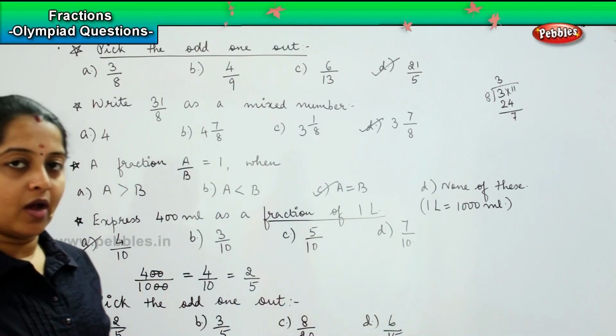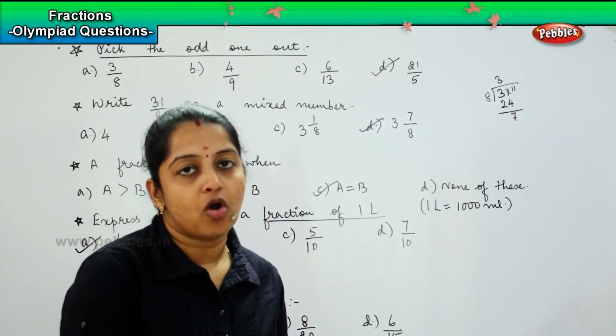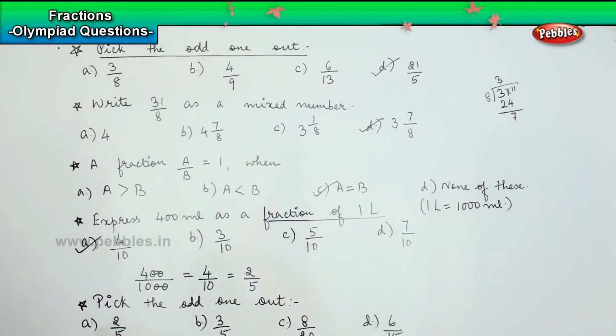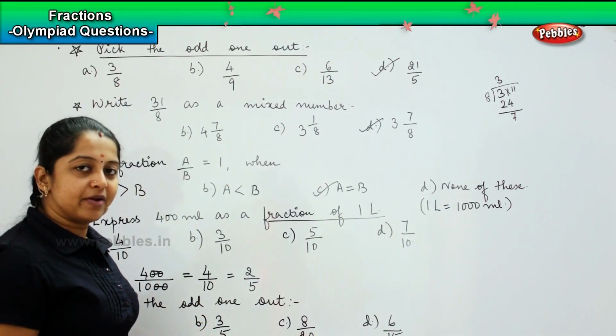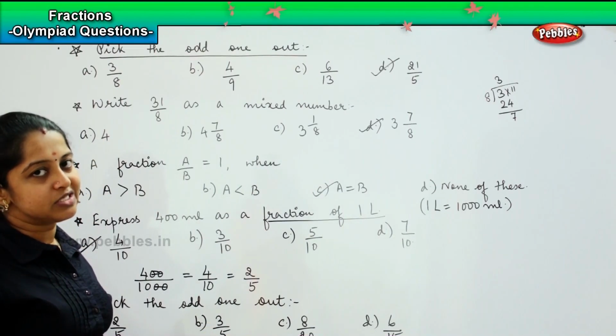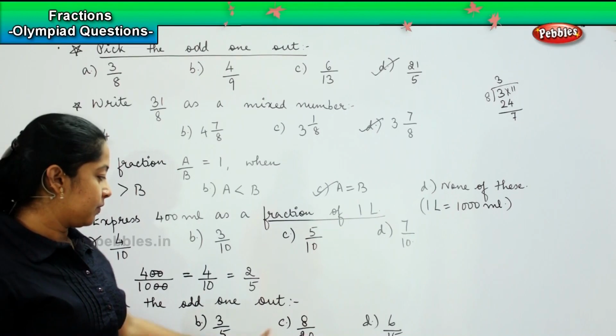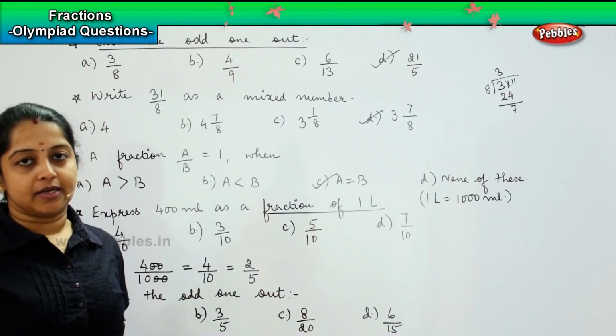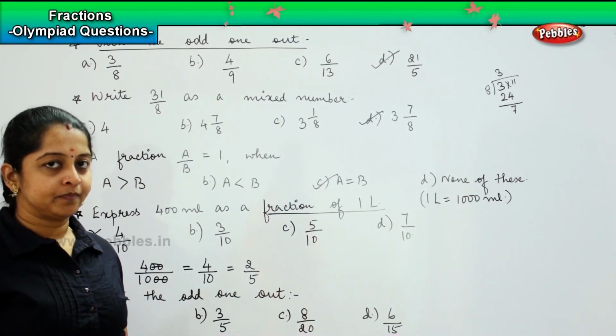Okay. So now we need to figure out the odd one out in the given question. 2 by 5, is it the simplified version, children? Yes, it is the simplified version. You cannot make it any simpler. 3 by 5, is it a simplified version? Yes, even this is a simplified version. You cannot simplify it further. Coming to the third one, 8 by 20. Can you simplify it? Yes.